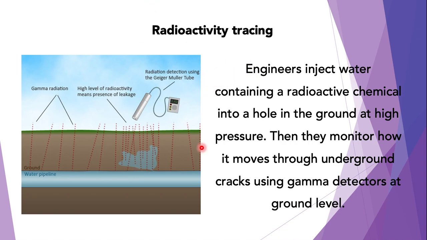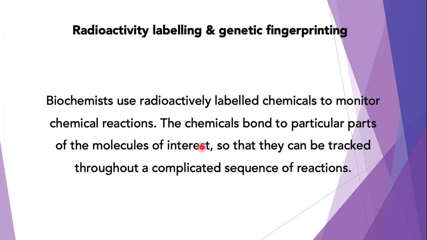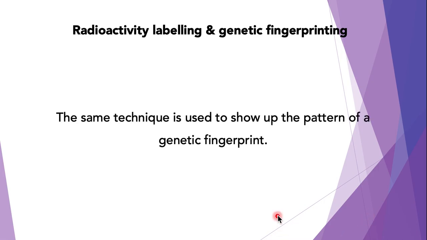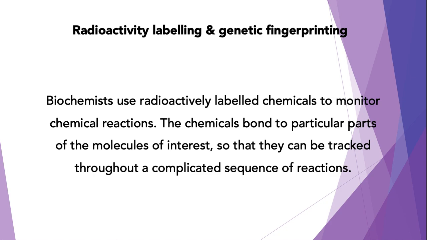The second example is radioactivity labeling and genetic fingerprinting. Biochemists use radioactively labeled chemicals to monitor chemical reactions. The chemicals bond to particular parts of the molecules of interest so that they can be tracked throughout a complicated sequence of reactions. The same technique is used to show up the pattern of a genetic fingerprint. These are usually the unique molecules that are not found in any other organism, so that they can be tracked throughout a complicated sequence of reactions.